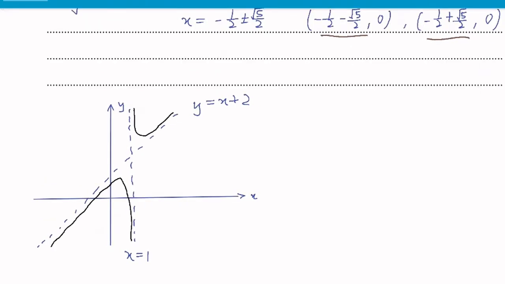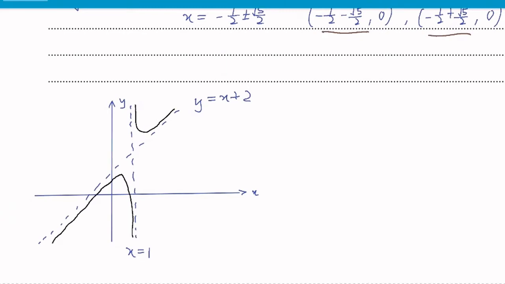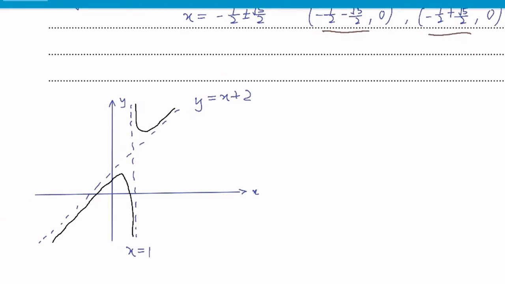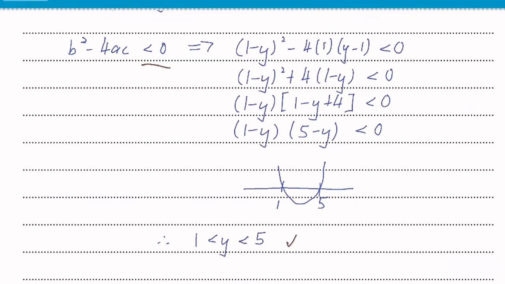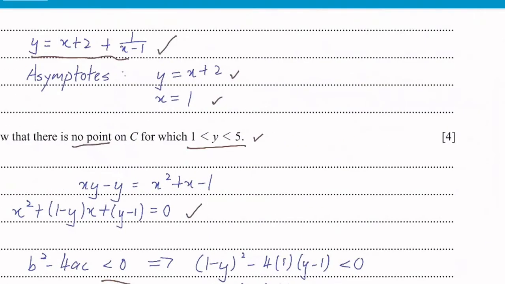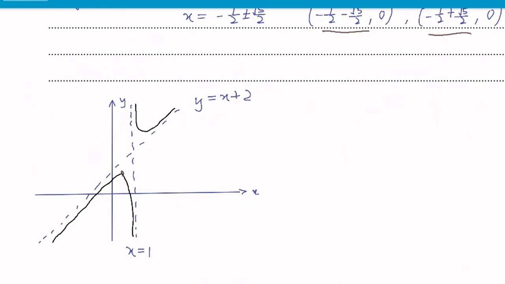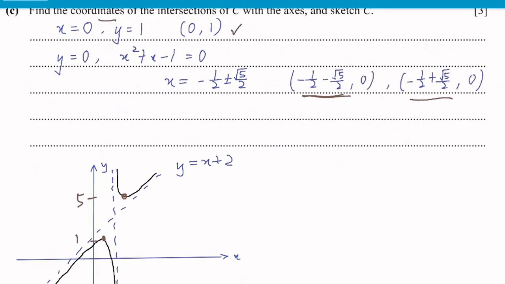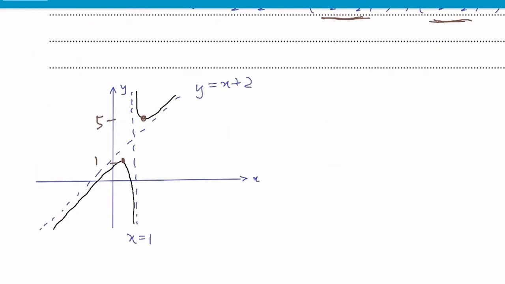So we know that we have got the turning point, because they say there is no point in between 1 and 5. From here, we know that the turning points should occur at the y values 1 and 5. This is a 1, this is a 5, this is a 1. Also we know that we have got 2 x-intercepts, so the lower part of the curve should be touching the 2 intercepts here.